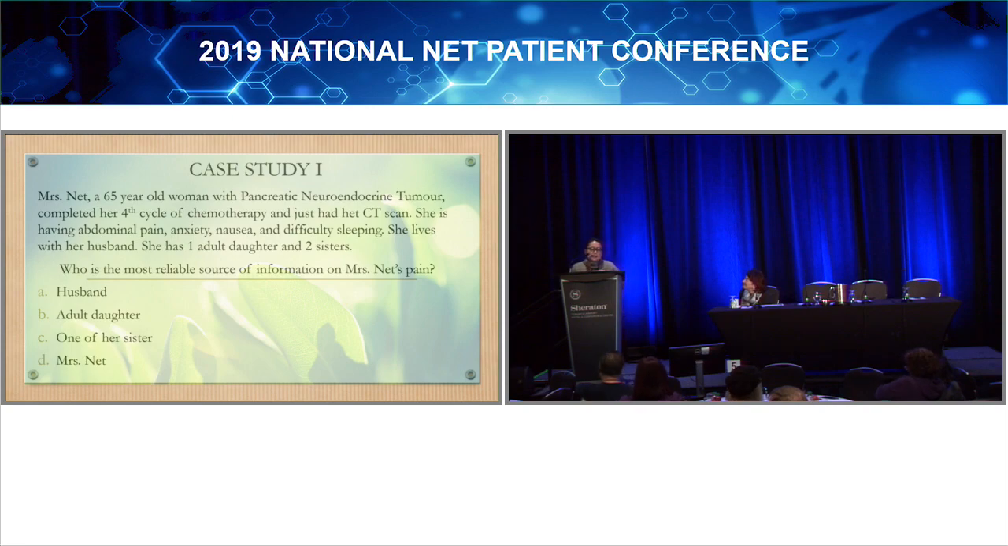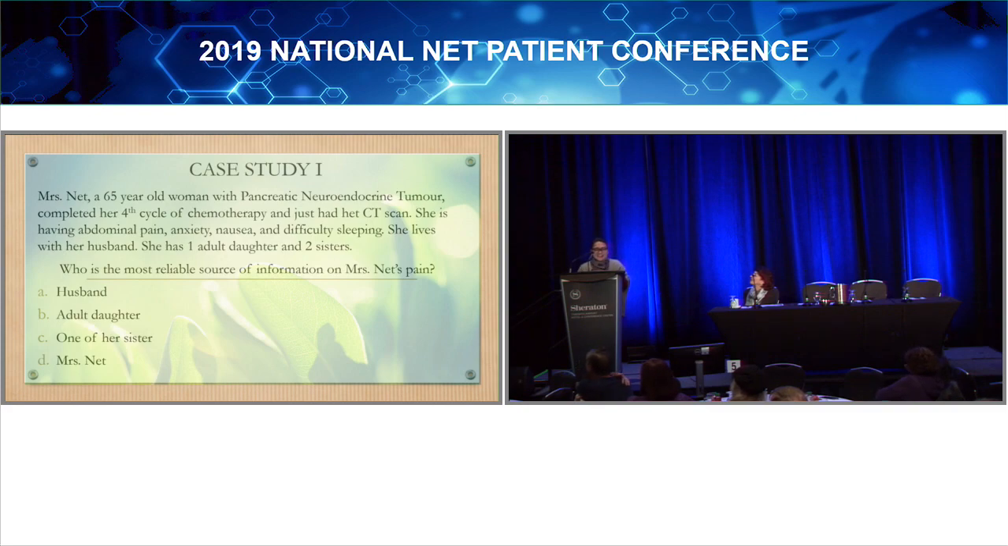Okay, I have an easy case study for you. Mrs. Net is a 65-year-old woman with pancreatic neuroendocrine tumor, completed her 4th cycle of chemo and just had her CT scan. She's having abdominal pain, anxiety, nausea, and difficulty sleeping. She lives with her husband. She has 1 adult daughter and 2 sisters. So who is the most reliable source of information on Mrs. Net's pain? Her husband, adult daughter, one of her sisters, or Mrs. Net?